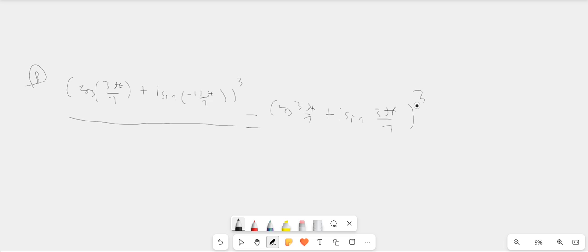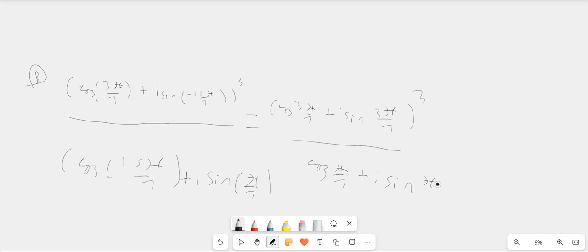And spin 3. And then the bottom's a similar thing. We've got 15 pi over 7, and again if you take away 2 pi from 15 pi over 7, you'll get pi over 7. So you just take away that, so that's the common factor. So it's going to be cos pi over 7 plus i sine pi over 7.